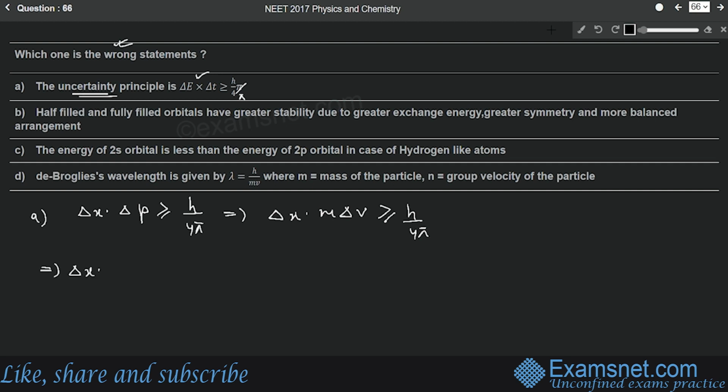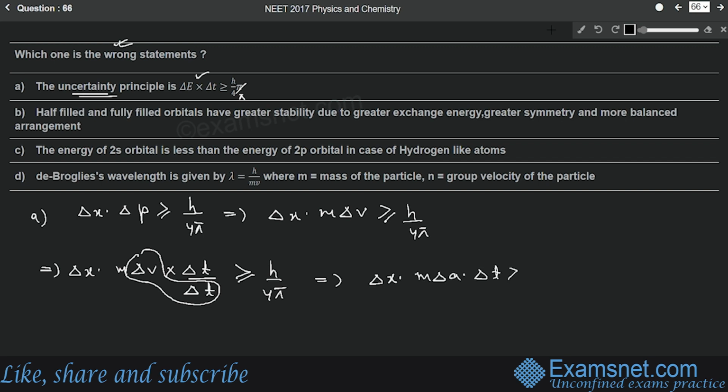Delta X into m delta V, and we are multiplying it by delta T as well as dividing it by delta T. So there will be no change in overall value, but we'll get just another type of expression. Okay, here we have h by 4 pi. We know that velocity per unit time is equal to acceleration. So delta V by delta T will be equal to delta A, that is change in acceleration. So let's write it here. Delta X into m delta A, then delta T, and that will be greater than or equal to h by 4 pi.